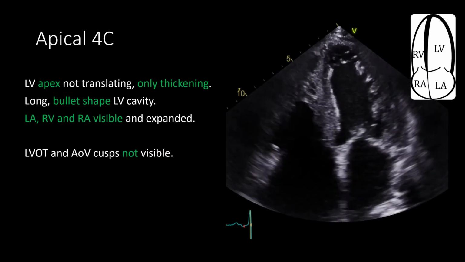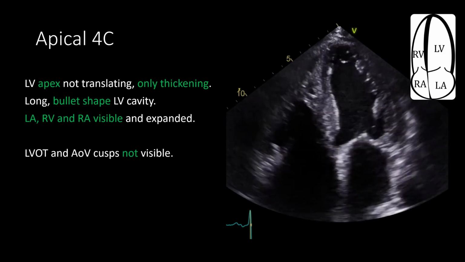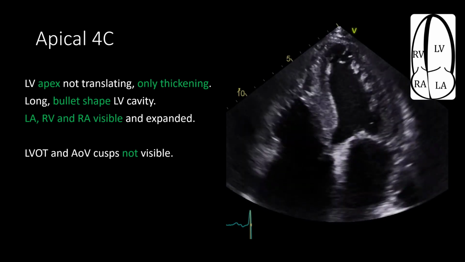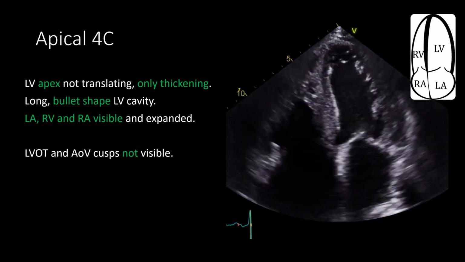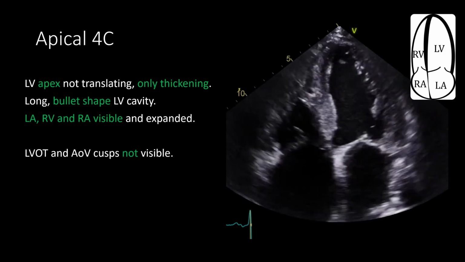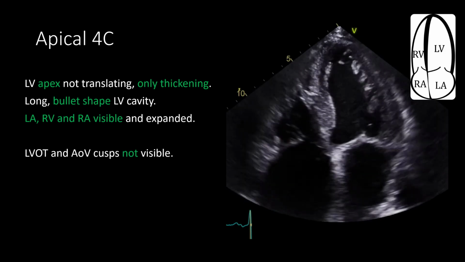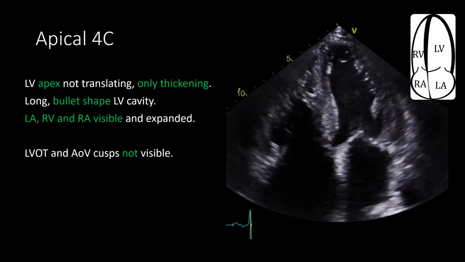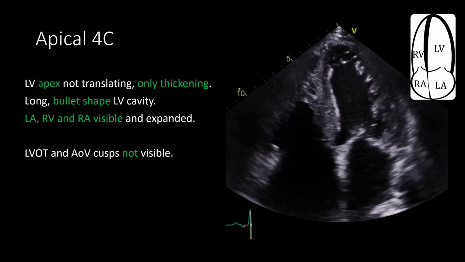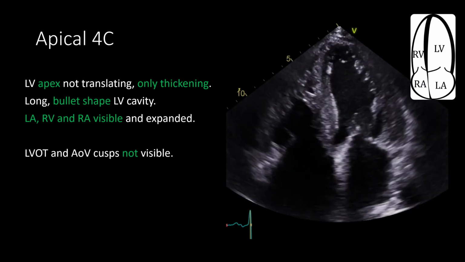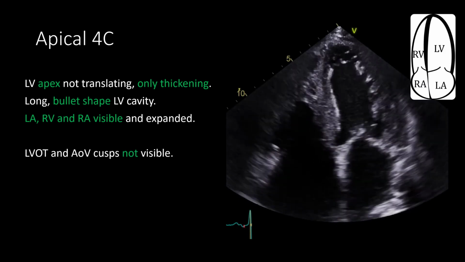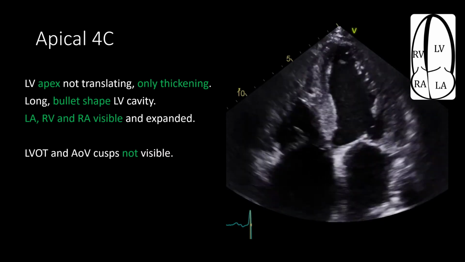Standardization in this view requires having an LV apex that is not moving in space and only thickening. This thickening is usually lesser than the other walls. The LV will be elongated as much as possible. These two elements put together avoid foreshortening the LV. The most common mistake that causes a globular LV is being in the wrong intercostal space. Finally, the left atrium, RV, and right atrium are visible and expanded, while the LV outflow tract is not visible.